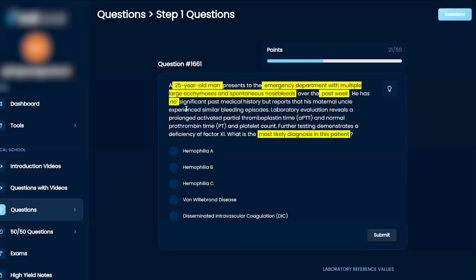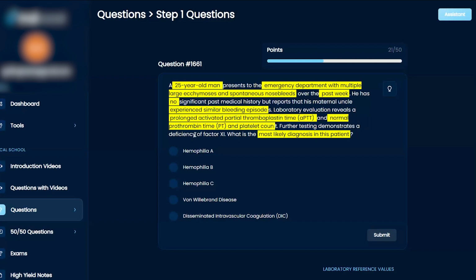Laboratory evaluation reveals a prolonged PTT, a normal PT, and platelet count. Further testing demonstrates a deficiency in factor, I believe that's 11. Mm-hmm. Factor 11. Okay. So hemophilia A is factor 8. So I'm gonna get rid of that, and that's usually in children anyway, around the joints.